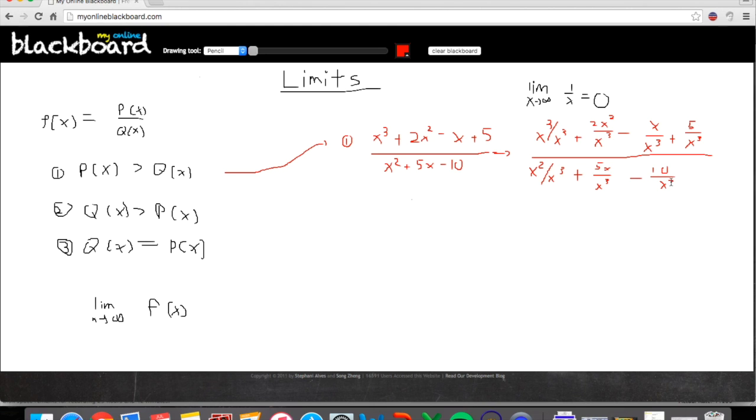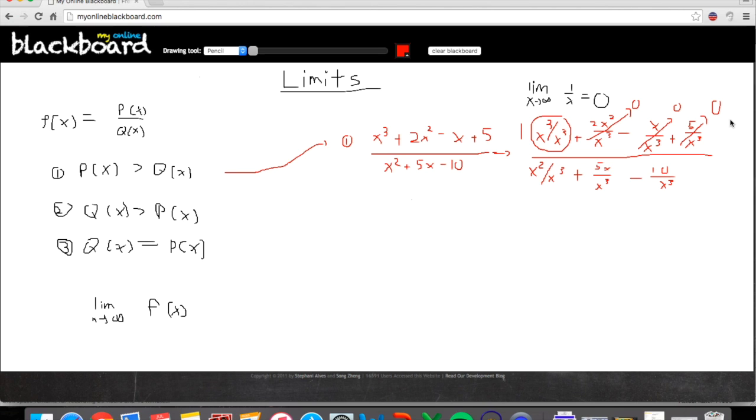Now, what we're going to do here is this will go to 1. So this will be 1. This x squared over x cubed simplifies to basically the form of 1 over x. So this will go to 0. This will also go to 0. This is basically 1 over x squared. And this is 1 over x cubed. As it approaches infinity, this will approach 0.